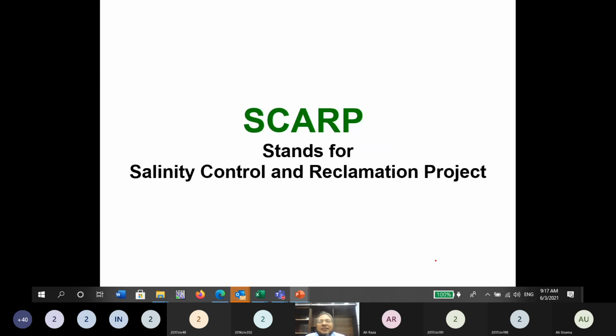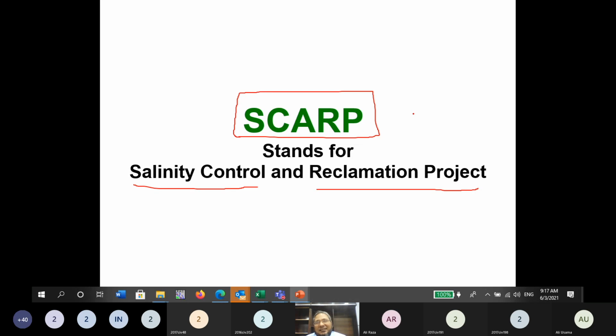Have you ever heard of SCARP? SCARP was a department made for the Salinity Control and Reclamation Project. They provided drainage, surface drainage and subsurface drainage, for agricultural areas where irrigation was provided, and they also managed the leaching. Through these two processes, efficient drainage and leaching, they reclaimed certain areas of waterlogged and saline soils.